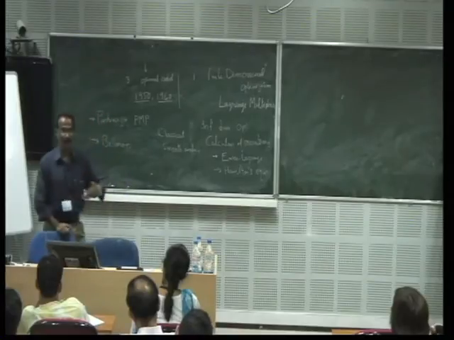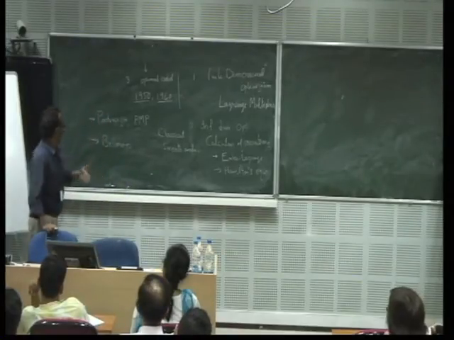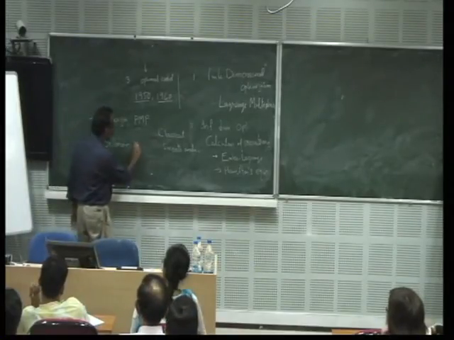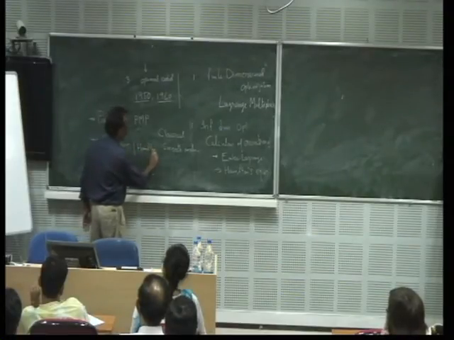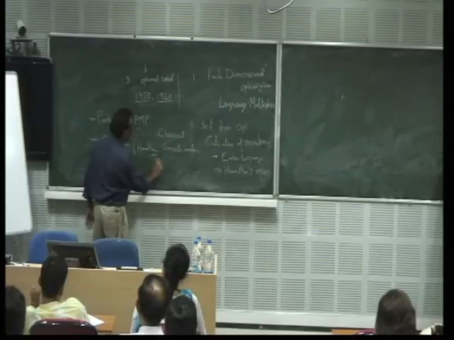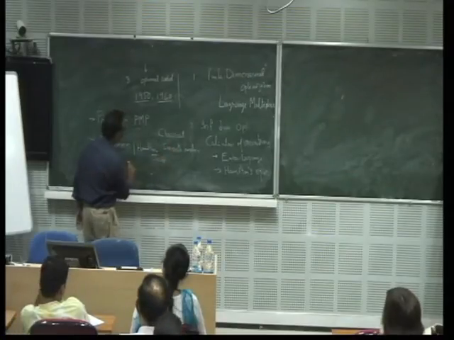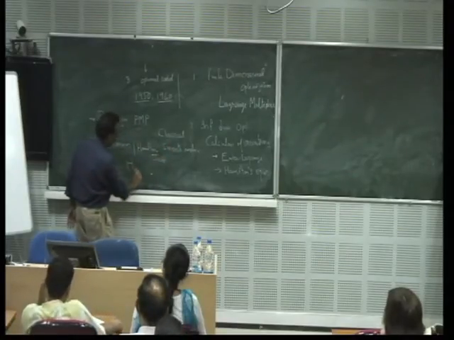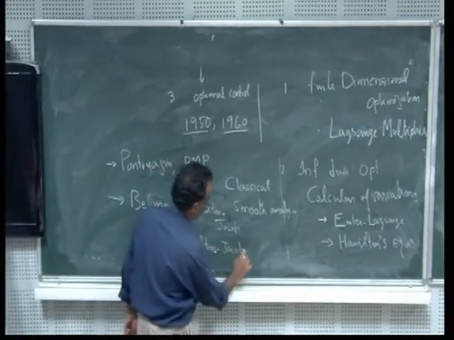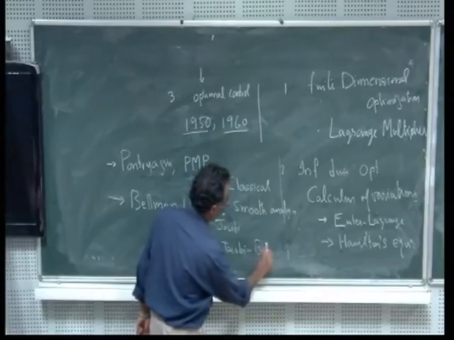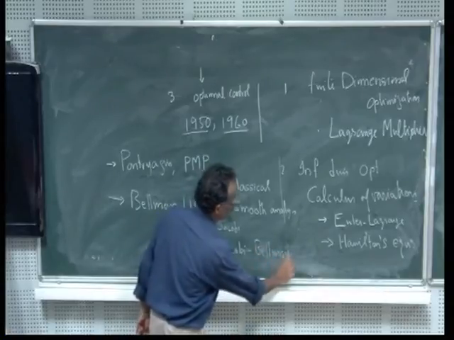The moment you do that, it eventually leads to what is called the Hamilton-Jacobi equation, Hamilton-Jacobi for the calculus of variations, or the Hamilton-Jacobi-Bellman equations. Okay, so it's a PDE.